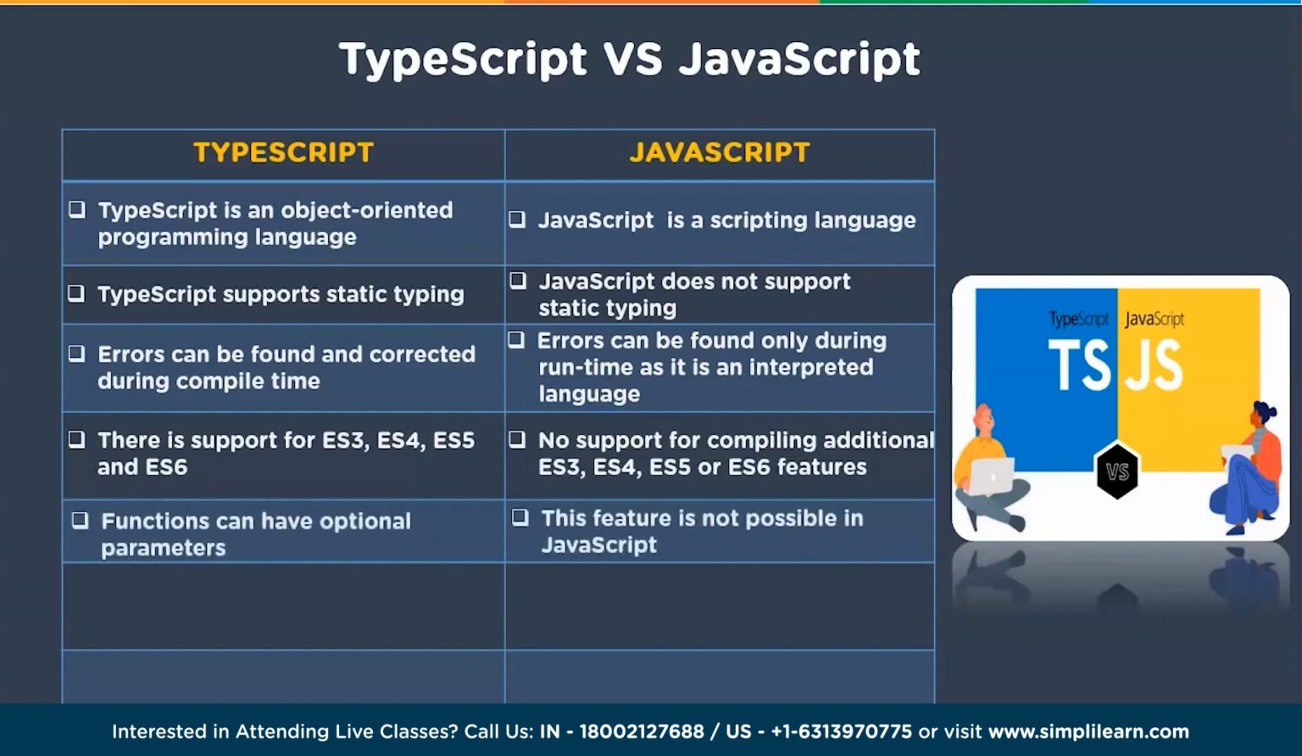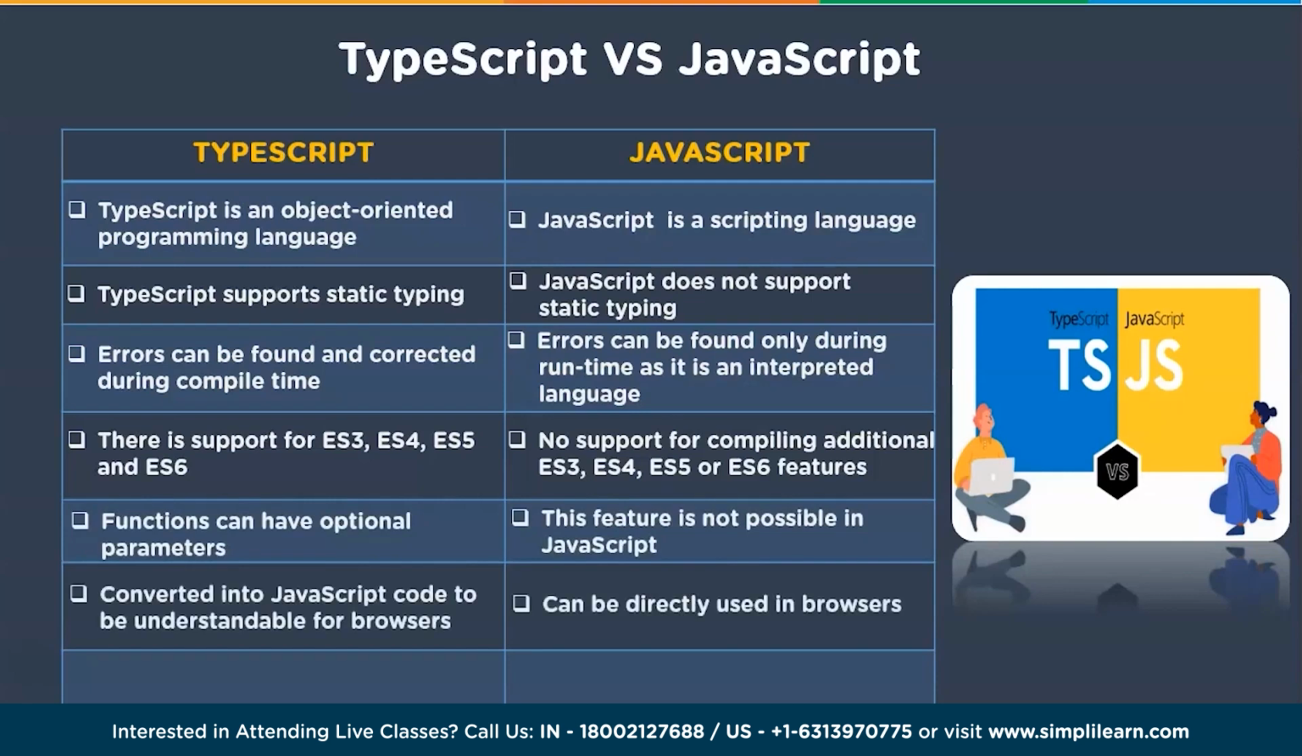Functions can have optional parameters in TypeScript, whereas this feature is not possible in JavaScript. TypeScript is converted into JavaScript code to be understandable for browsers. In JavaScript, this can directly be used in browsers. In TypeScript, a proper build setup is required for static type definitions. No build setup is required in JavaScript.